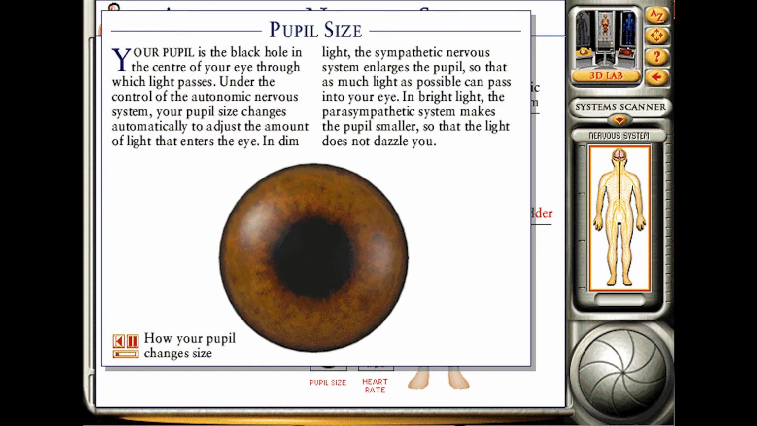The sympathetic nervous system enlarges your pupil in dim light so that you can see better. The opposite happens in bright light as the parasympathetic system shrinks the pupil to protect your eye from the glare.